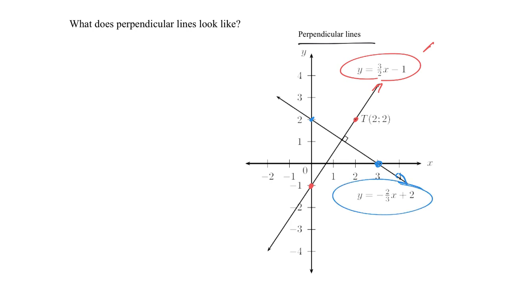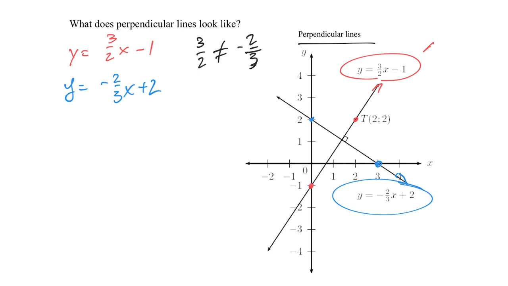So if we look at these equations, let's write the red one in red. I have y equals 3 over 2x minus 1. And then the blue equation, I'm going to write in blue, y equals negative 2/3 x plus 2. Well, so their slopes are clearly not equal. 3 over 2 does not equal negative 2/3. So we know for sure they're not parallel. But what does perpendicular mean? I have this little square here. It means they intersect at a 90-degree angle.